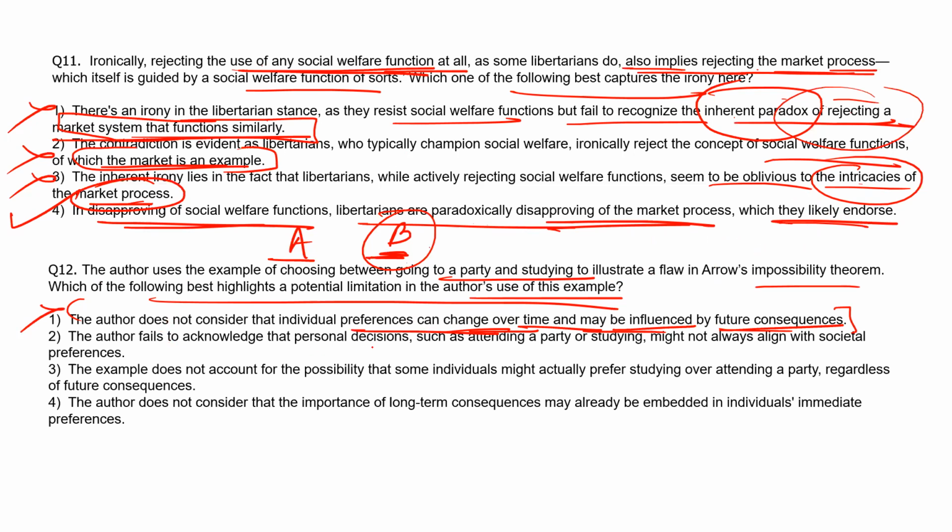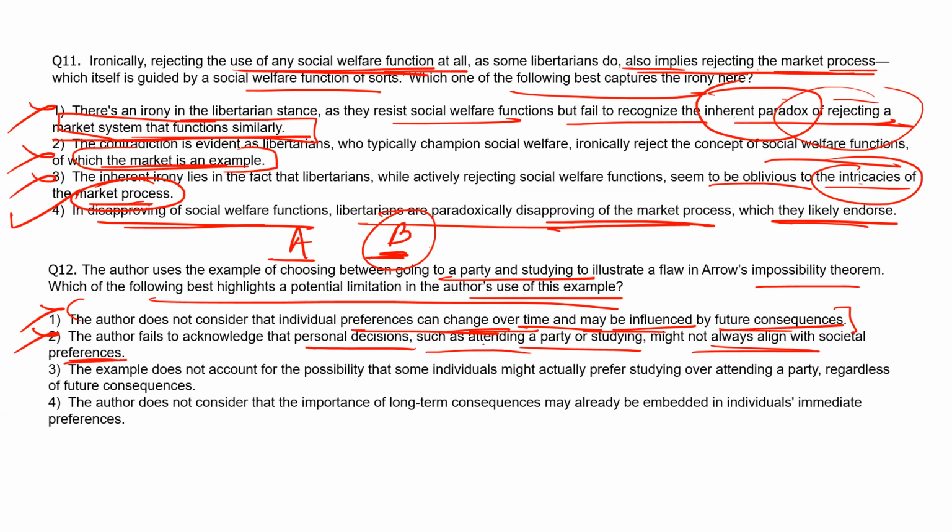The author fails to acknowledge that personal decisions such as attending a party or studying might not always align with societal preferences. Personal decision might not align with society. This is irrelevant here. This is not at all potential limitation.